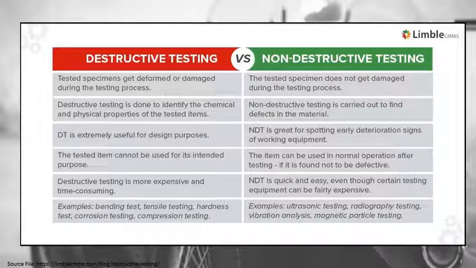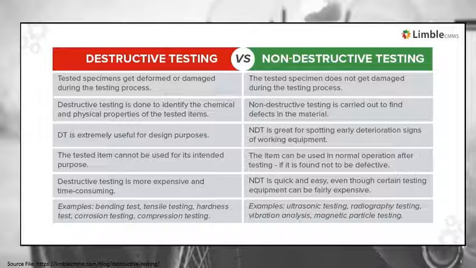So in this table from Lembo CMMS, we can see the difference between destructive testing and non-destructive testing. We can see that in destructive testing, the tested specimen gets deformed or damaged during the testing process, while in the non-destructive test, the tested specimen does not get damaged during the testing process. For destructive testing, it is done to identify chemical and physical properties of the tested items, while non-destructive test is carried out to find the defects or the flaws in the material.